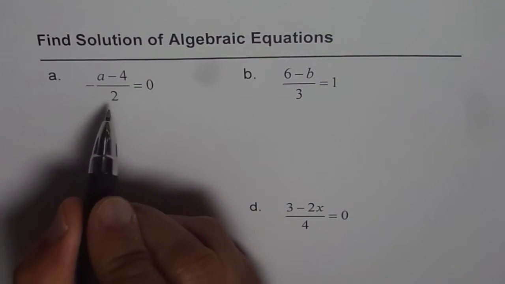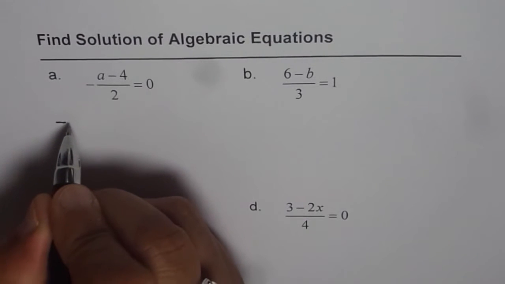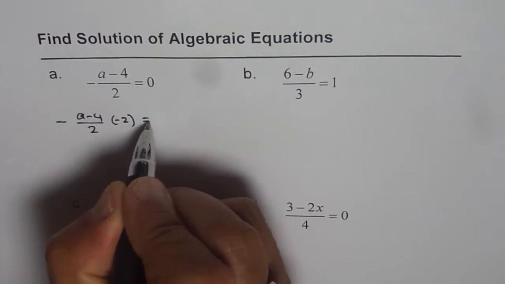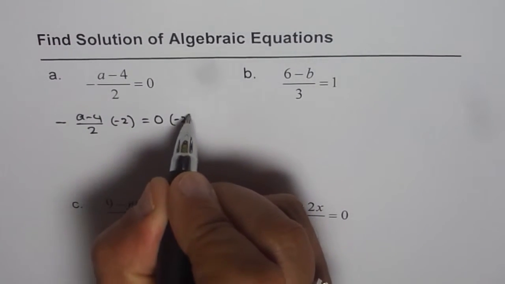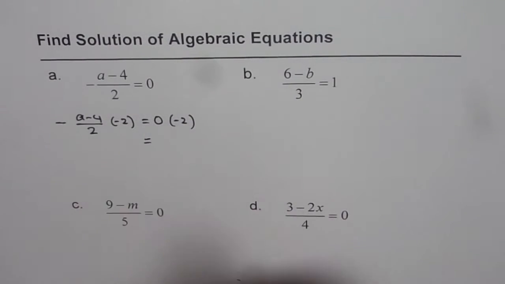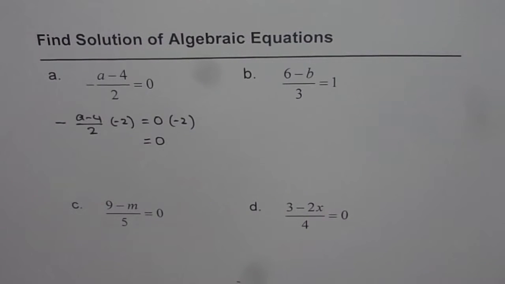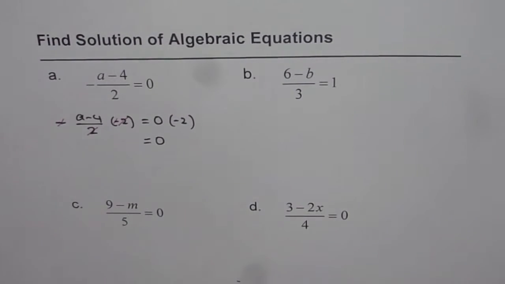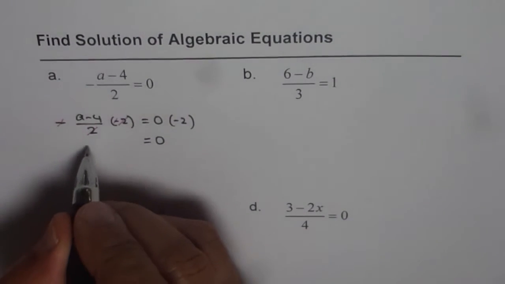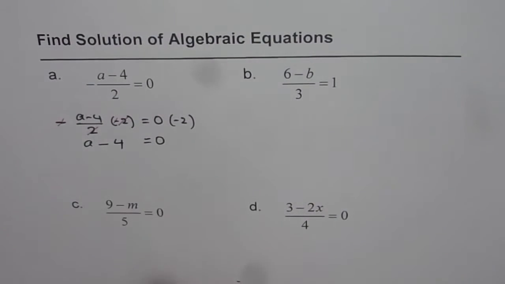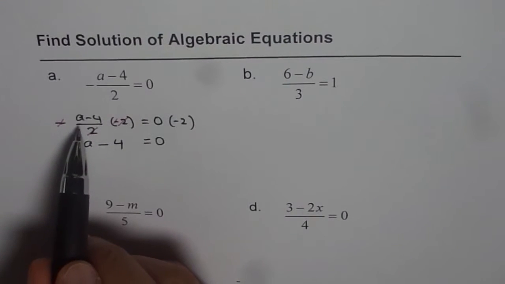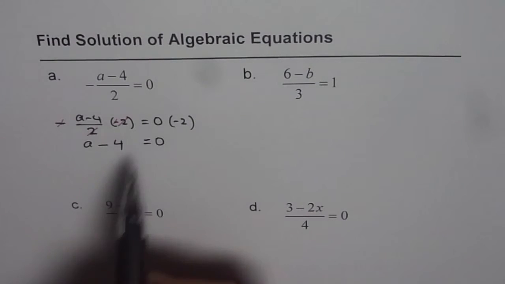See what happens when we multiply by minus 2. I'll show you. We have minus (a minus 4) over 2, and if you multiply by minus 2 on both sides, what do we get? 0 times minus 2. On the right side, 0 times anything is 0, so we get 0 here. And on the left side, 2 divided by 2 is 1, and minus times minus is plus. Do you see that? So what we get here is a minus 4 equals 0. Minus times minus becomes plus, and 2 divided by 2 is 1. So we are left with a minus 4.